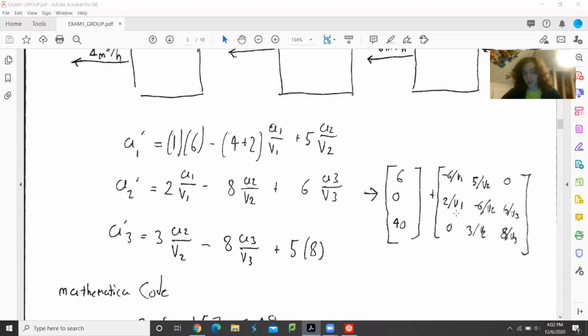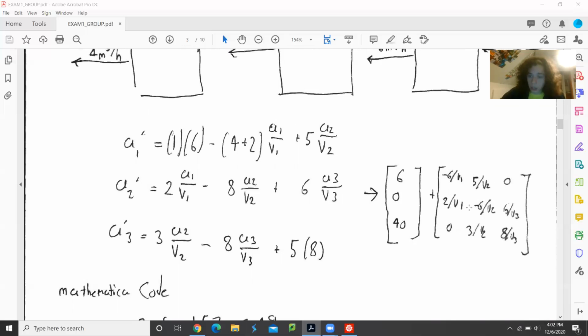Now for the A matrix, we're just going to take these numbers that are in terms of A1 over V1, A2 over V2, and A3 over V3. Each row symbolizes each tank itself. So the top row is tank 1, the second row is tank 2, and the third row is tank 3. And each column symbolizes what A1 or A2 or A3 is doing. So for example, row 1, column 1 is: there's 6 leaving from tank 1, and there's 5 entering from tank 2 into tank 1's system, and 0 entering from tank 3.